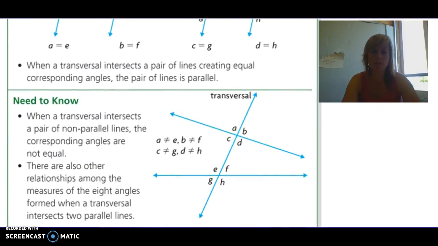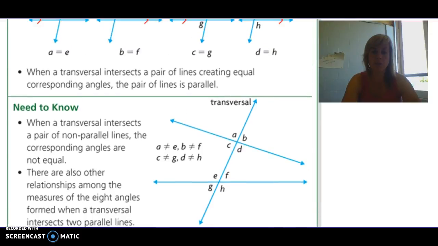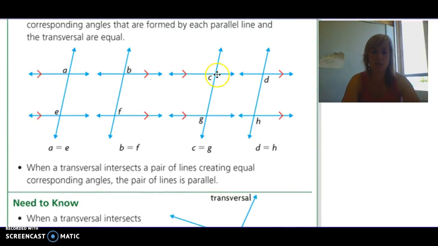It says when a transversal intersects a pair of lines creating equal corresponding angles, the lines are parallel. This also says when a transversal intersects a pair of non-parallel lines, the corresponding angles are not equal. So see, these lines are not parallel, therefore A and E are not equal. Same with B and F, D and H. This is the case when they're non-parallel lines, but if they're parallel, then they are equal.